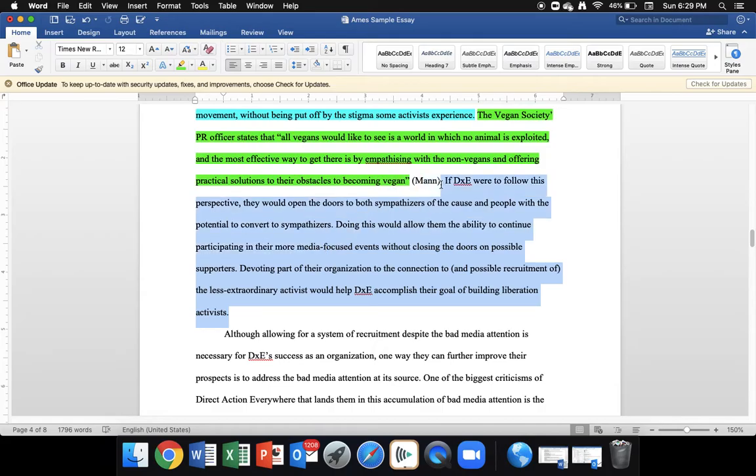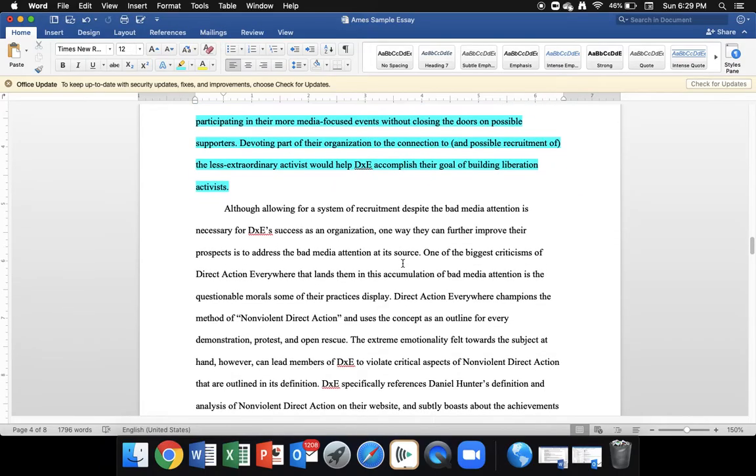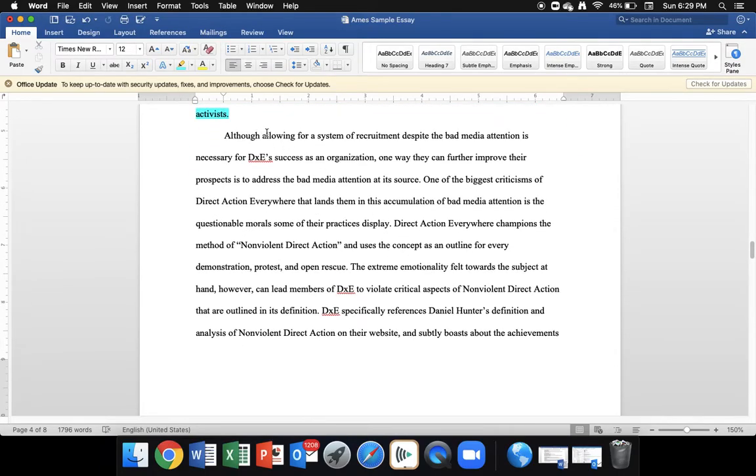And see how this concluding statement and this commentary really wraps back to their main purpose. This would allow you, DXC, to accomplish your goals better. That is a great way to connect to the audience. Continuing. Although allowing for a system of recruitment despite the bad media attention is necessary for DXC's success as an organization, one way they can further improve their prospects is to address the bad media attention at its source.